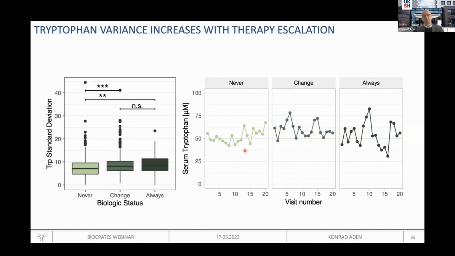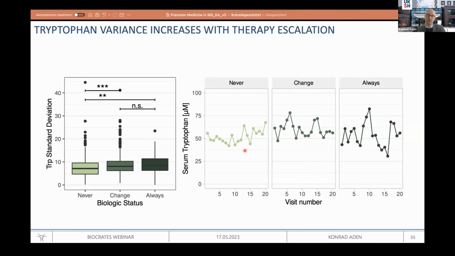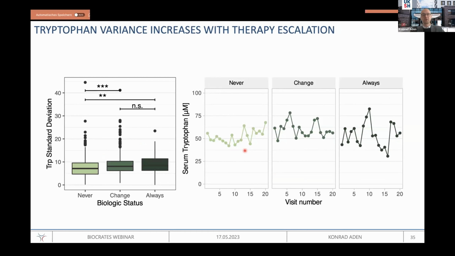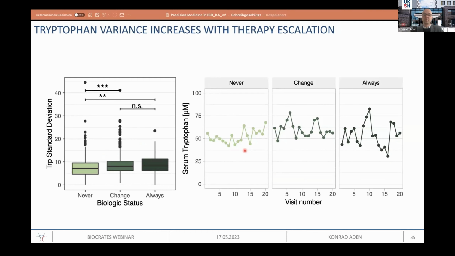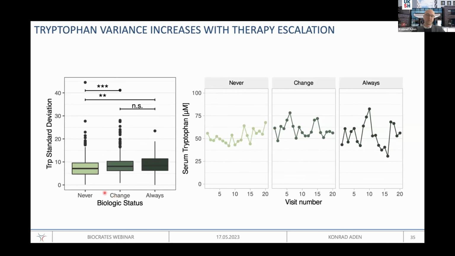So what we did is that we looked at this fluctuation over time, and we asked a very simple question: do patients over time require a biologic therapy? Biologic therapy is the first treatment escalation that every patient will undergo if the disease is not under full control. So the term treatment escalation is here defined as a change in biologic status.